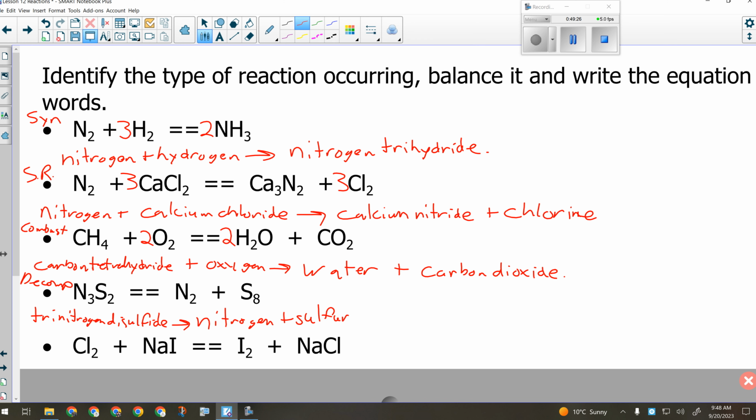All right, what should I balance first? Sulfur, biggest number. Always balance the biggest number first if you're not in a combustion reaction. 8 sulfurs over there, 2 over here. What needs to go in front of this? 4. Okay. 4 times 3 is? 12. What times 2 will give me 12? 6. Balanced. That's good.